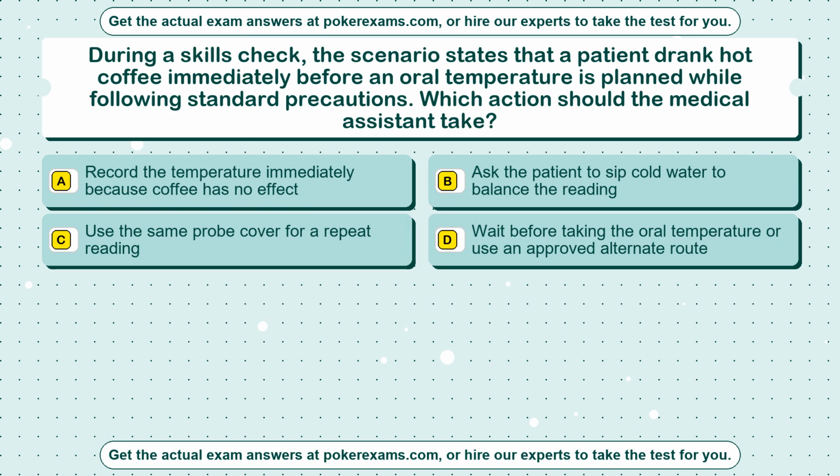Question 2. During a skills check, the scenario states that a patient drank hot coffee immediately before an oral temperature is planned while following standard precautions. Which action should the medical assistant take? Option A. Record the temperature immediately because coffee has no effect. Option B. Ask the patient to sip cold water to balance the reading. Option C. Use the same probe cover for a repeat reading. Option D. Wait before taking the oral temperature or use an approved alternate route.